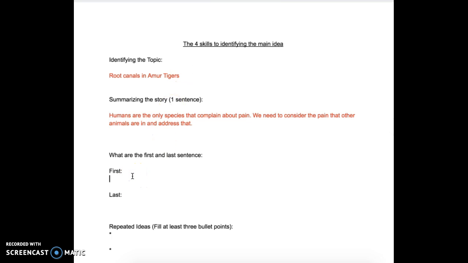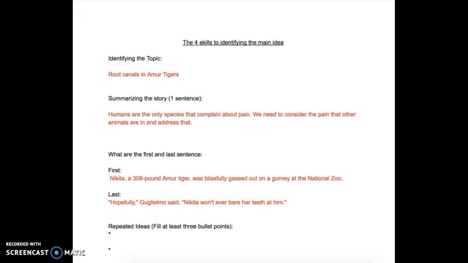The first sentence and the last sentence, give me a chance to go over and get those. All right, so here are those sentences. The first: Nikita, a 300-pound Amur tiger, was blissfully gassed out on a gurney at the National Zoo. And the last sentence is: hopefully, Guglielmo said, Nikita won't ever bare her teeth at him.